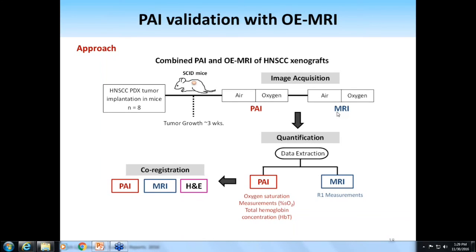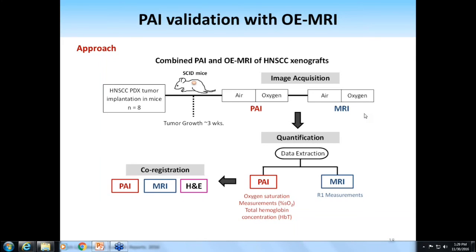And similar to the BOLD studies, we performed our photoacoustic imaging during air, and then this time we gave oxygen. So we did 2 to 4 minutes of air breathing, and then around 6 to 8 minutes of oxygen breathing. And then for oxygen-enhanced MRI, we again acquired images for about 4 to 5 minutes during air breathing, and again 5 to 6 minutes during oxygen breathing.